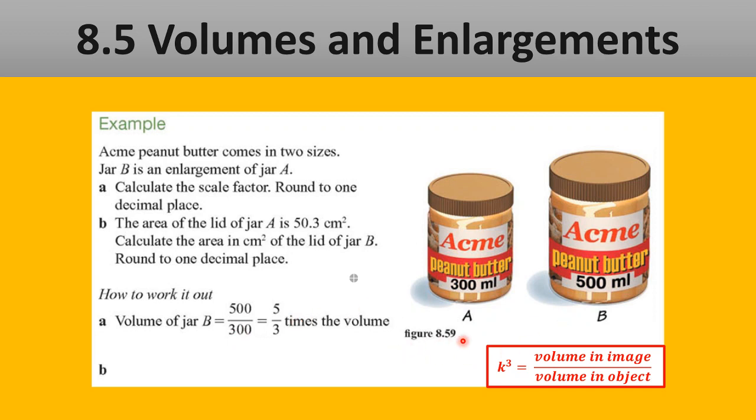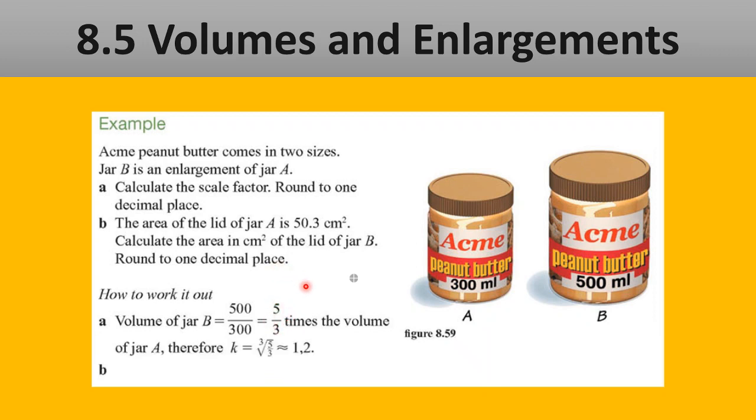What is now k? Well, we said if I want to go from k to the third to k, we take the cube root of this number, right? So k is the cube root of 5/3, which is approximately 1.2. That is the scale factor. Remember, scale factor is always just k, not k squared or k to the third. That means every line gets 1.2 times as big. The volume, as we see, becomes 5 over 3 times as large.